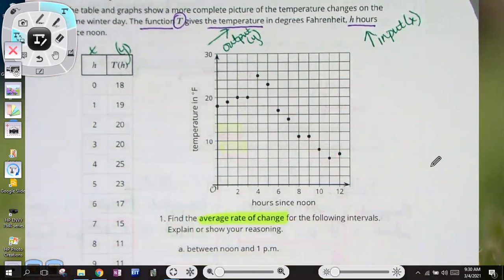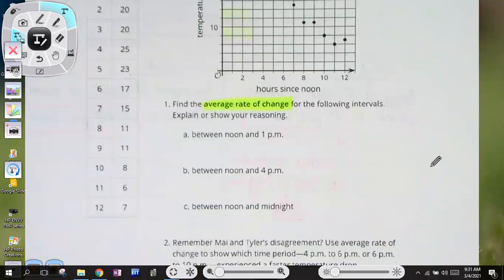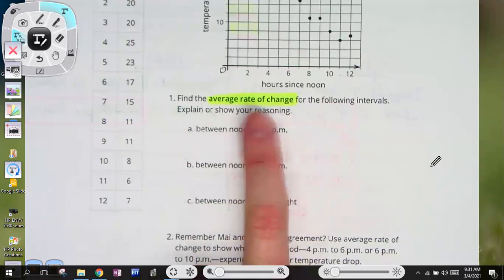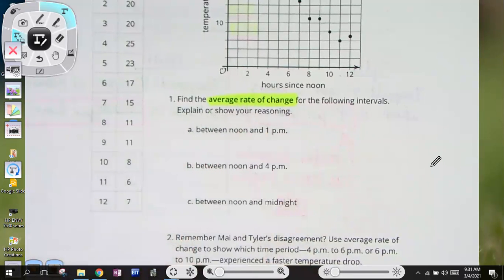Now, the rate of change is talking about how something, whatever you're talking about, is changing over a period of time. So whatever your Y value is, in this case temperature, is changing over a period of time, your X value. So your change of y over your change of x. What does that sound like? The slope. Sounds a lot like slope. So we're trying to find the average rate of change between the following intervals. So let's look at this first one, between noon and 1 p.m. All right, so let's look at that information.